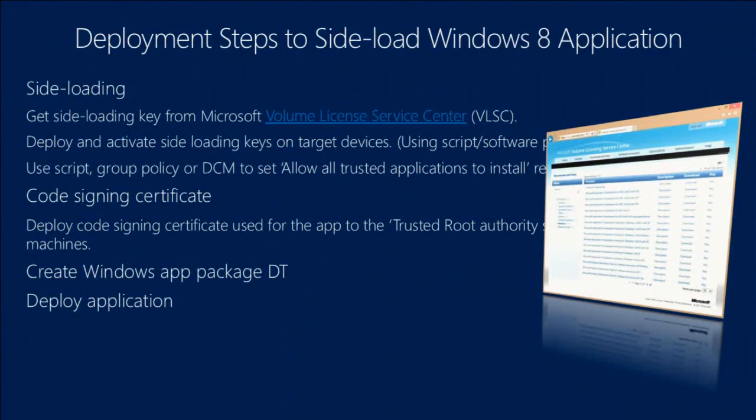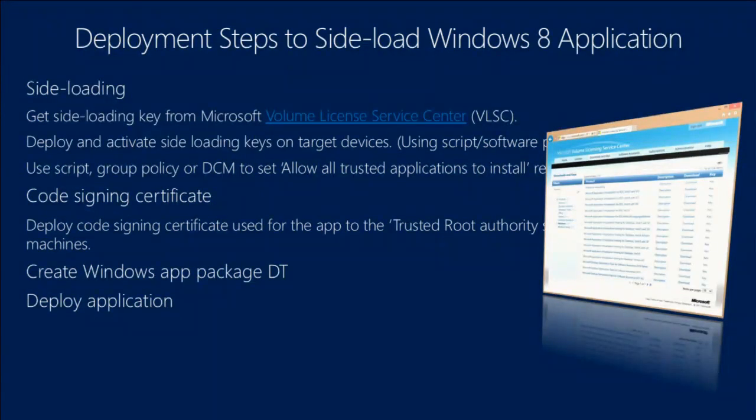So, deployment steps. The first one is the sideloading key. You can go to the volume licensing portal of Microsoft and download a set of sideloading keys if you really need them, based on the configuration you are using on your machines. Enterprise SKU with domain join, no need for a sideloading key. For the rest of the SKUs, you will have to evaluate the need for sideloading keys.